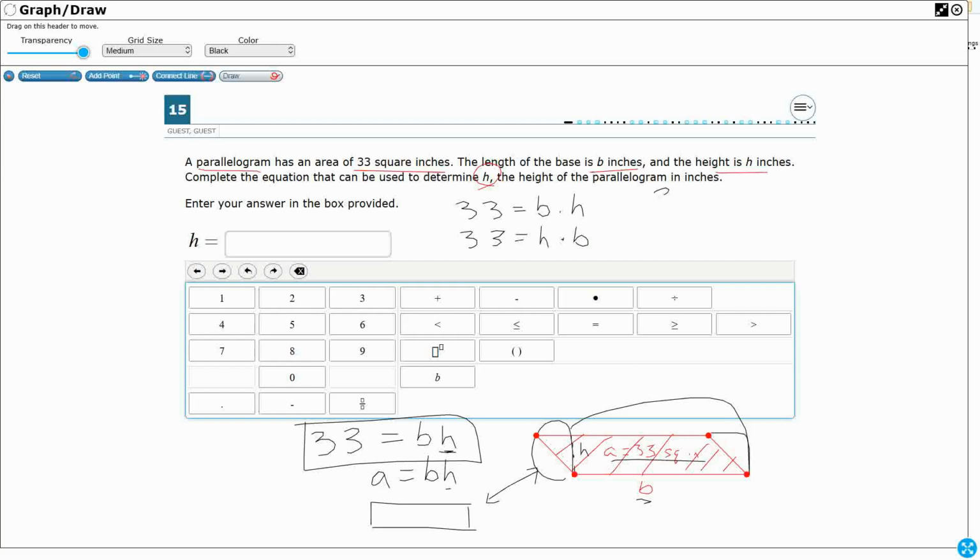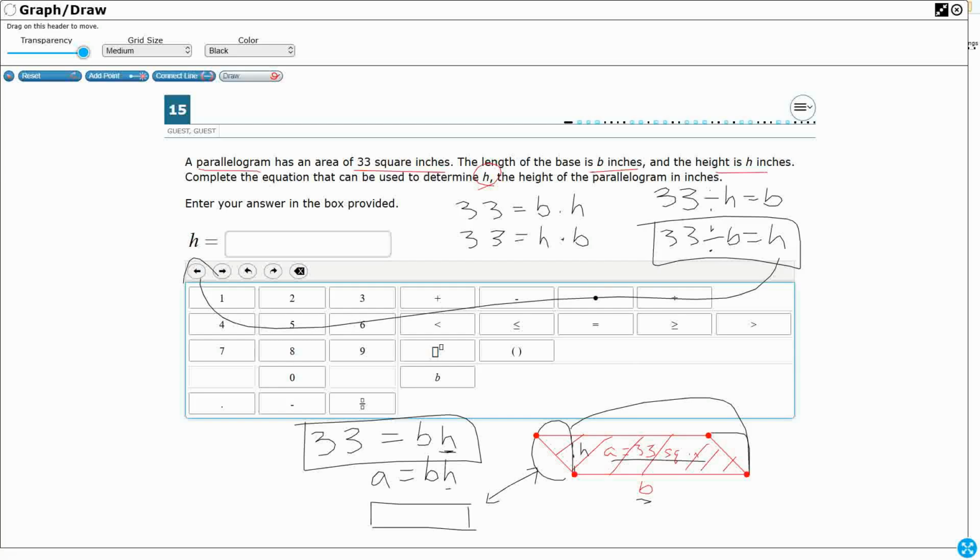You can also have two division facts. 33 divided by your height equals your base, and 33 divided by your base equals your height. That's the one we're looking for, because now that is going to isolate my height. If I were to divide my 33 by my base, we'll be good. So the answer is going to be 33 divided by base.